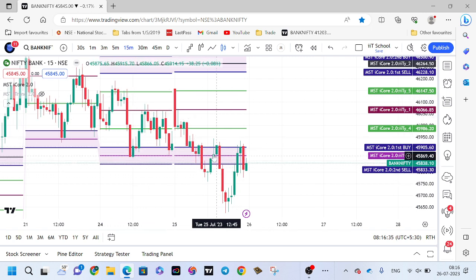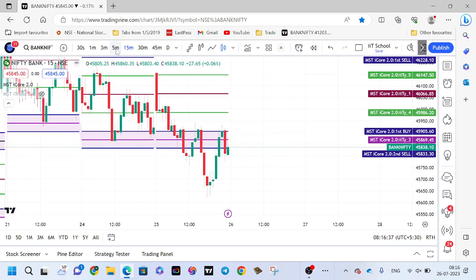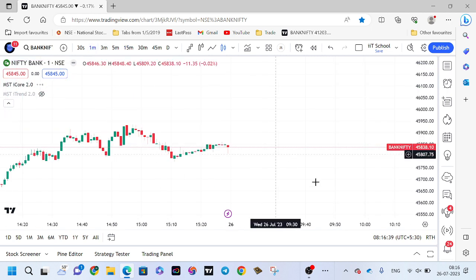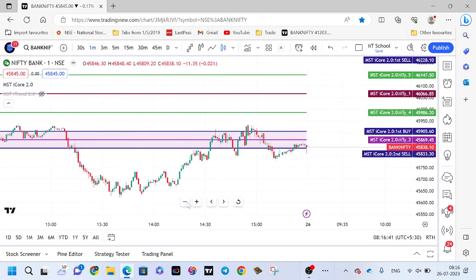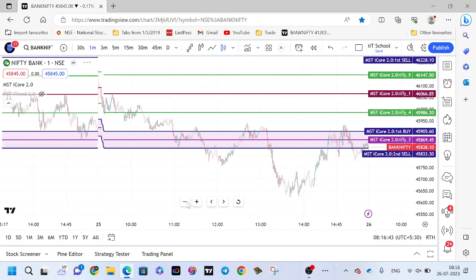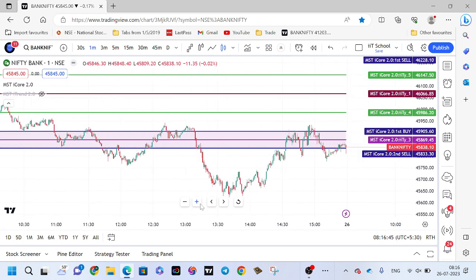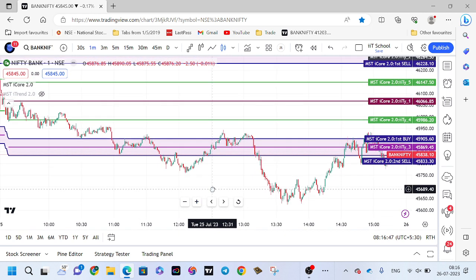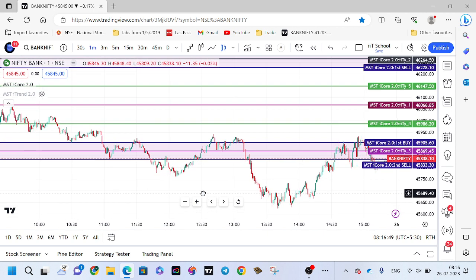And here, what happened yesterday, I will keep it in the 1 minute time frame so that you will get better clarity. Whatever time frame we are keeping, we will not get any loss or any changes in the values. So now, buy or sell activated.